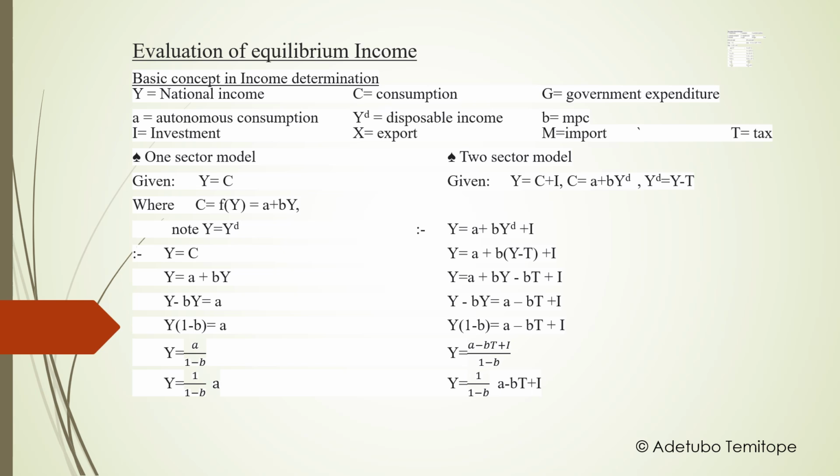Yes, that 1 divided by 1 minus b serves as our multiplier. In economics it is called the multiplier. That's the multiplier effect, and that's how to calculate it. So let's move on to the two-sector economy.